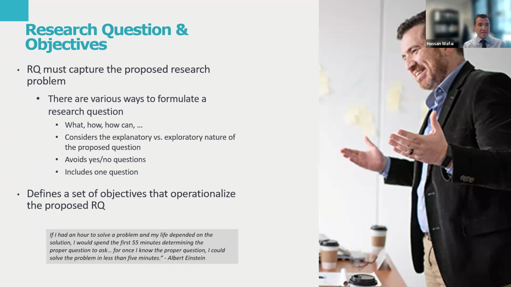So the research question must capture the research problem. There are various ways to formulate a research question, and you don't need to worry how accurate it is at this point, because this is what you're going to learn once you are in the program. Whether you use the word what, how, can, everyone has a different way. There's the explanatory how, the exploratory how, right? Avoid yes/no questions. For example, does X lead to Y? Avoid the yes/no question. Only include one question. Try to think about one question. And then, if possible, define a set of objectives to operationalize the research.